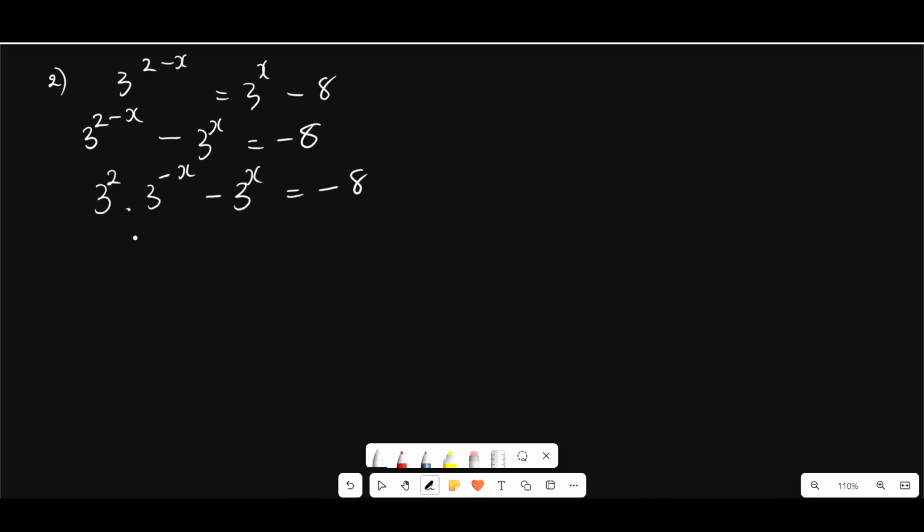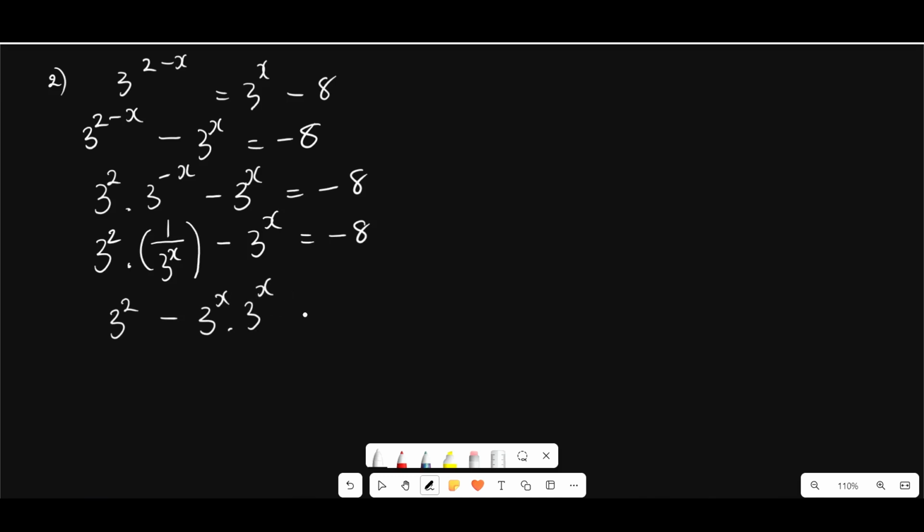Okay, so here I'll have 3 squared, and then times this one becomes 1 over what? 1 over 3x, right? 1 over 3x minus 3x, which is equal to negative 8. I hope that makes sense. And therefore I'm gonna times everything by this 3x here. So I will have 2. When I times this one, it will remove. Therefore I'll have negative 3x times 3x, which is equal to negative 8 times 3x.